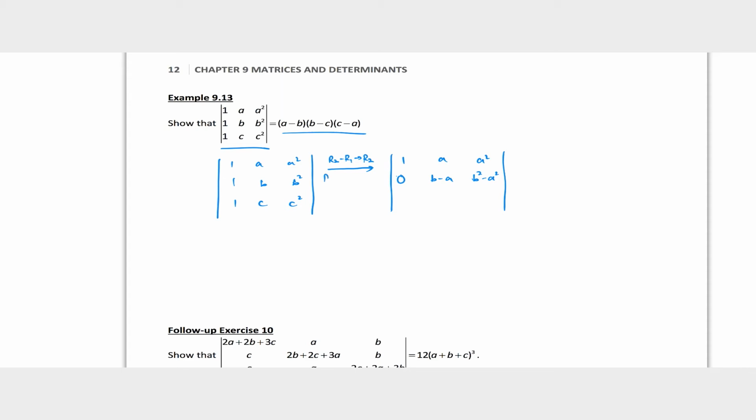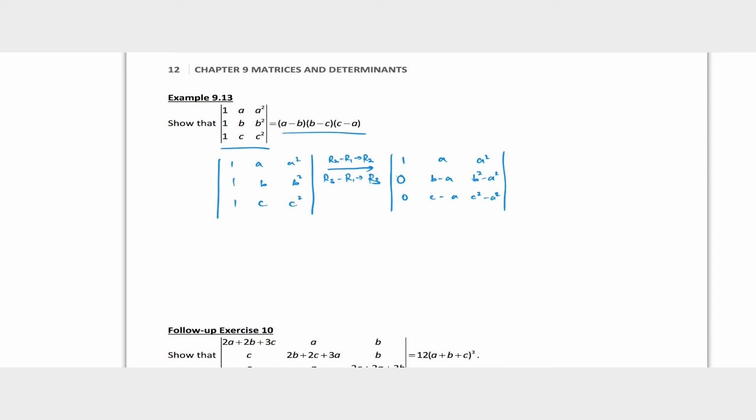And then we can also use row 3 minus row 1. We have new row 3. We can make this term become 0: 0, c minus a, and c squared minus a squared. And by applying the elementary operations, I can change the first column to become 1, 0, 0.